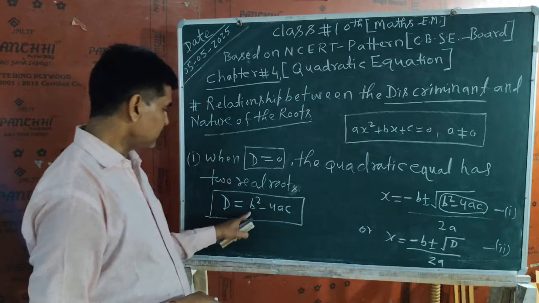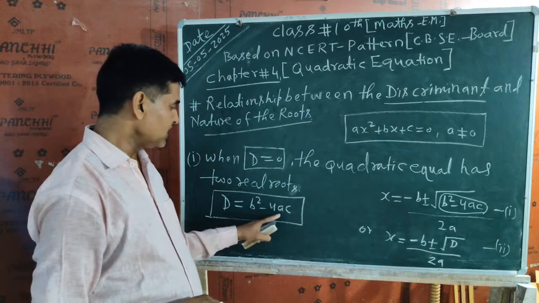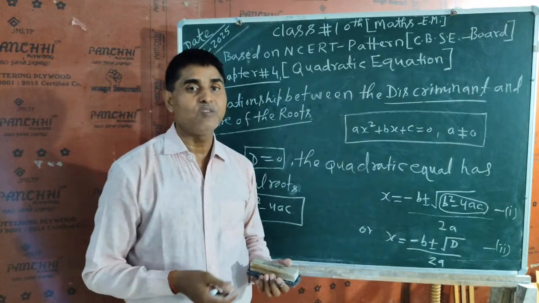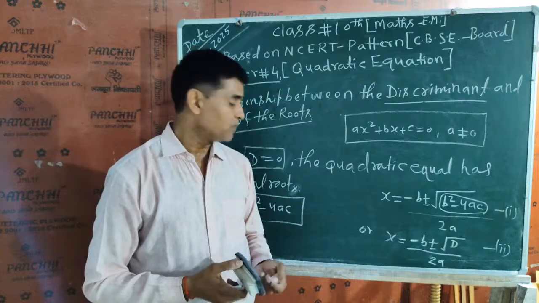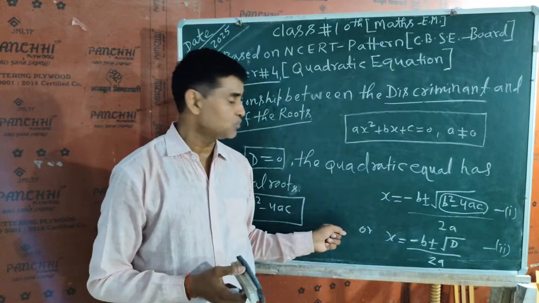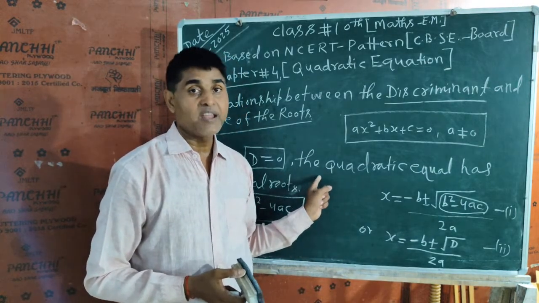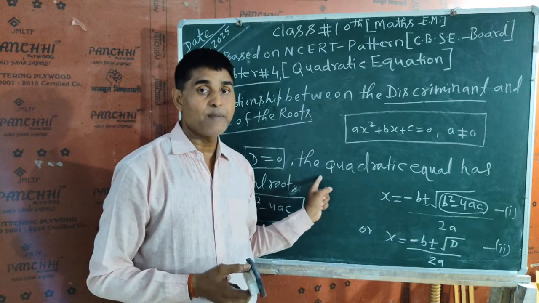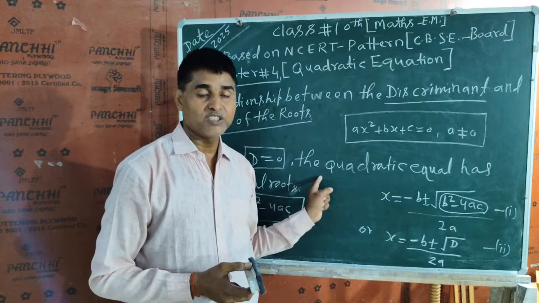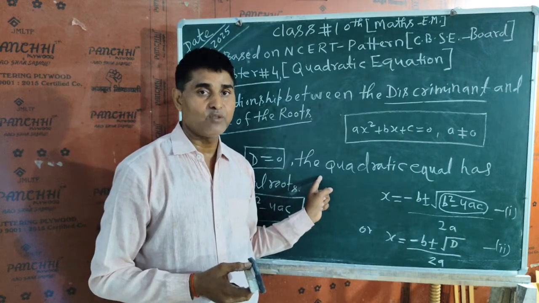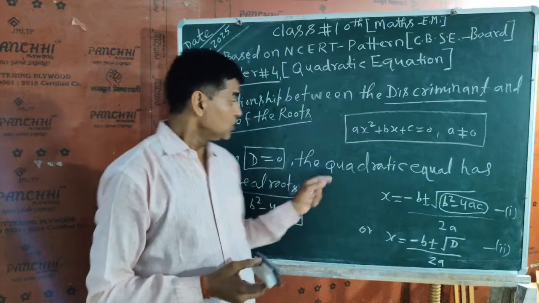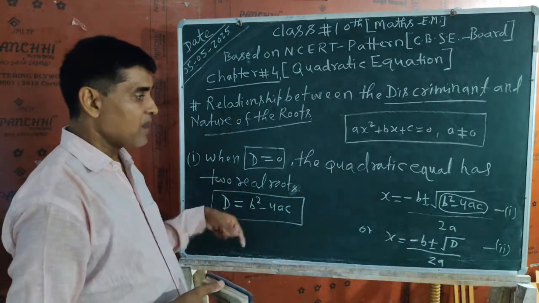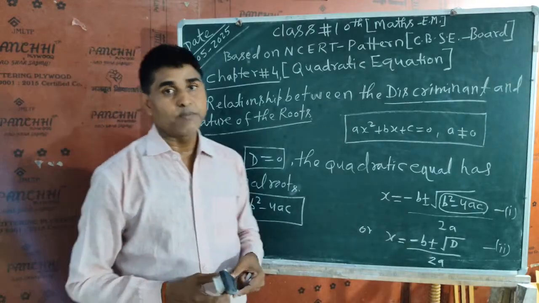In the place of D, I will write b square minus 4ac. After getting its value, I will simplify. Then after simplification, I will get the value of the unknown parameter. Okay, student. So this is condition number 1, and we have to remember it clearly. If you have any doubt, you comment, and I will see your comment and reply positively. Okay, student. So I am going to erase condition number 1, and after erasing, I will explain condition number 2.